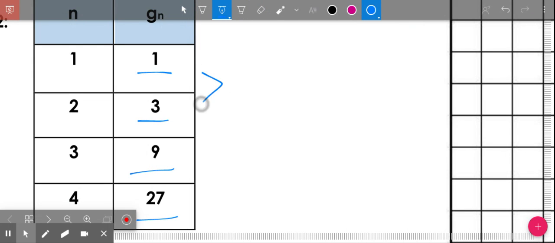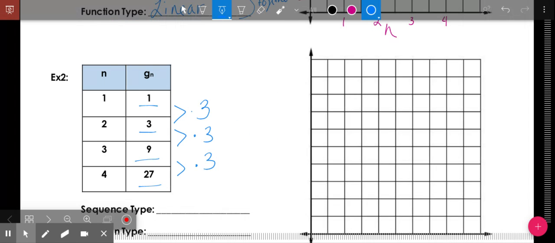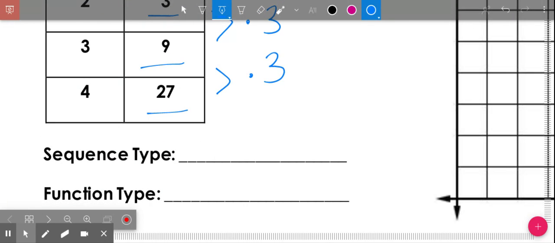So to go from 1 to 3, I'm multiplying by 3. 3 to 9, I'm multiplying by 3. And 9 to 27, I'm multiplying by 3. Since I am multiplying, anytime we have a multiplying pattern, that's called geometric.